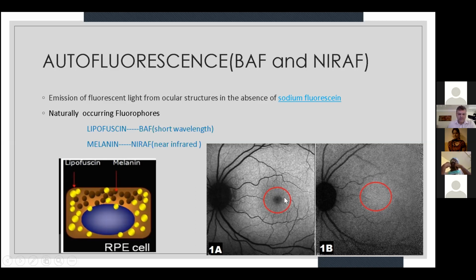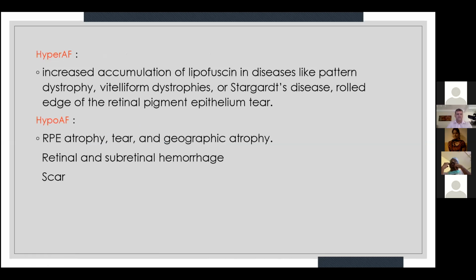As you see the 2 images, both are autofluorescent, but what is the difference? As we can see at the fovea, this is the melanin that is giving out the fluorescence. So this is NIRF or near infrared autofluorescence, and this is BAF. Okay. Coming to hyperautofluorescence. Hyperautofluorescence is because of increased accumulation of lipofuscin, as we see in case of pattern dystrophy or Stargardt's disease or rolled edge of an RPE tear. Hypo can be seen of RPE atrophy, tear, geographical atrophy. This is very important. Geographical atrophy having a hypoautofluorescence, retinal and subretinal hemorrhage, and a scar.